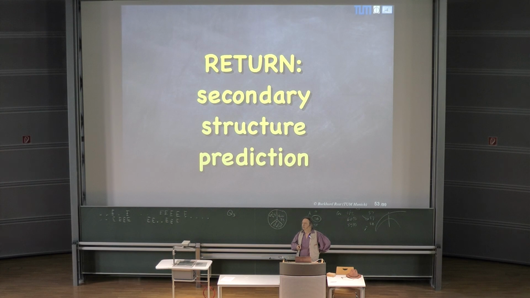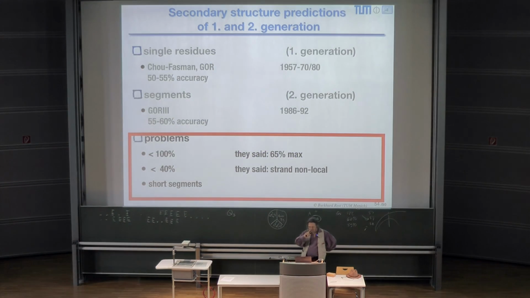With that then, we will return to secondary structure prediction and essentially ask the question whether applying a neural network to the problem of secondary structure prediction will solve these problems, that we don't get to 100%, that we have low beta strand, and that we have short segments. And that we will do on Tuesday. Thanks for your attention.